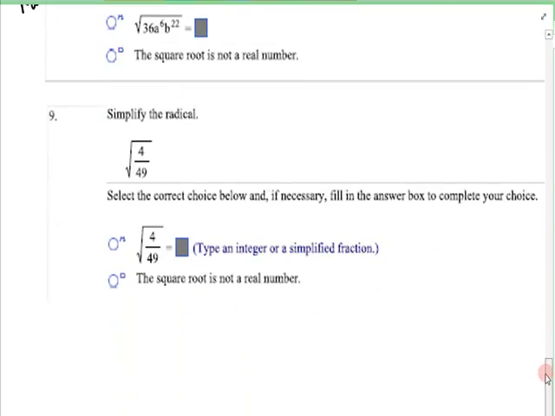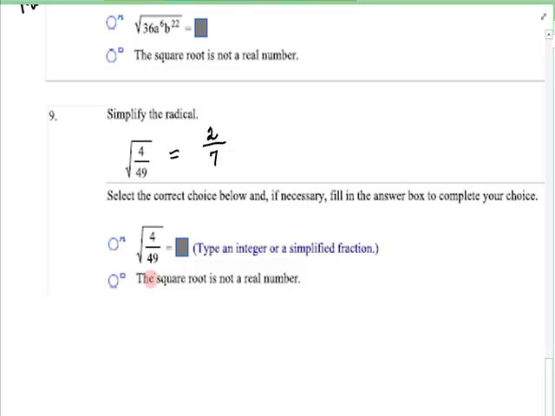All right, number 9. The square root of a fraction, and at first people think that might be especially hard, but it's not. You take the square root of the numerator over the square root of the denominator. The square root of 4 is 2 over the square root of 49 is 7. If you know your perfect squares, at least up to about 25, that's great. Learn to use your calculator, be able to use the chart.